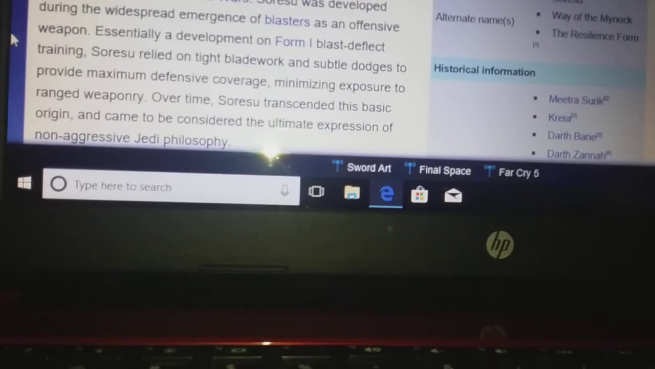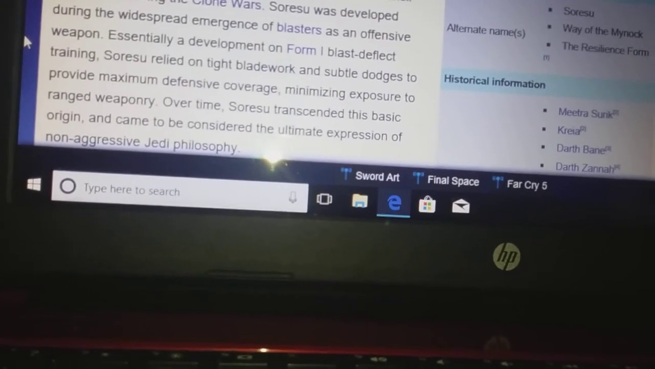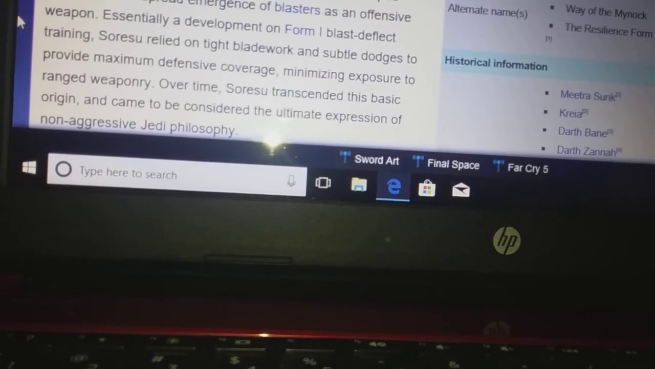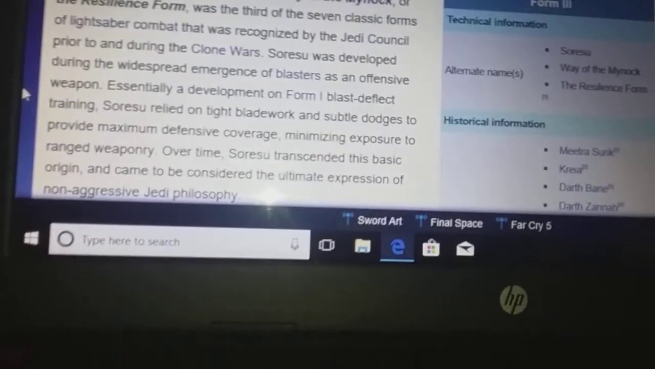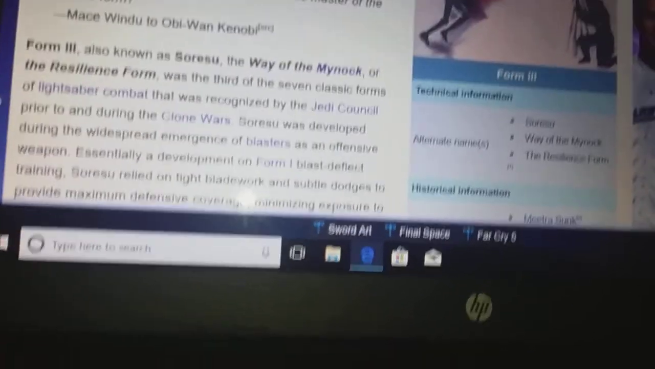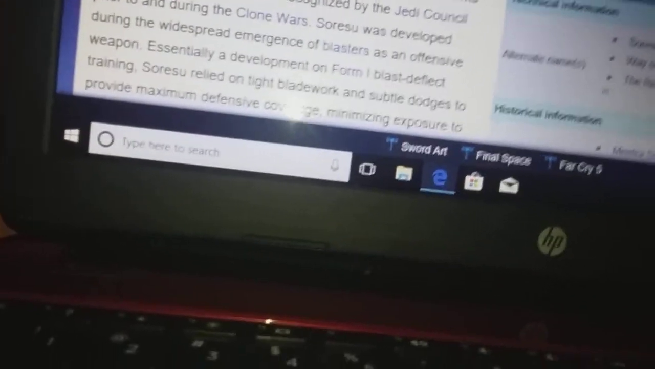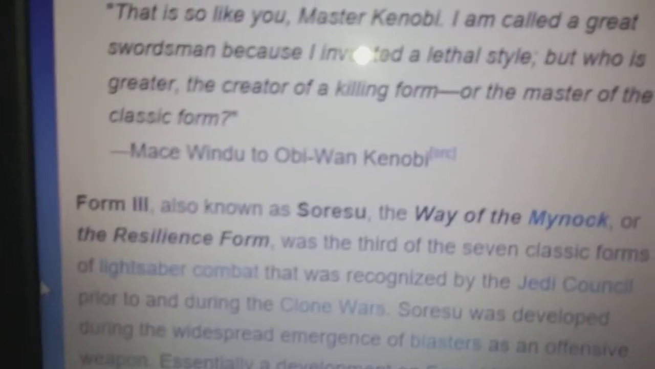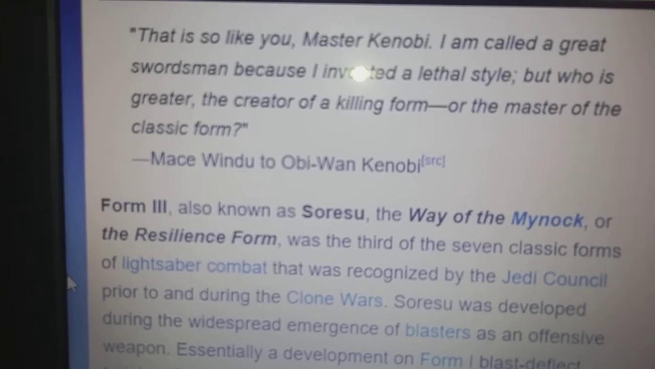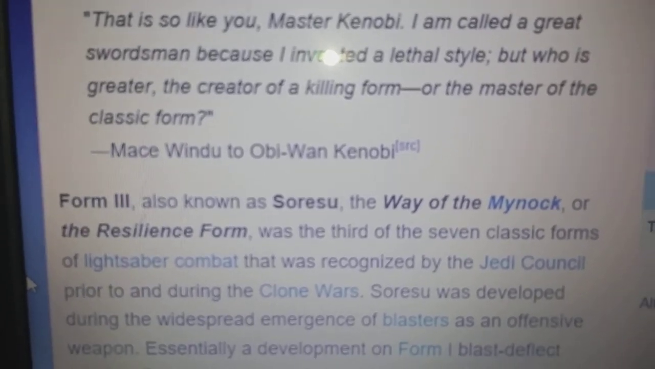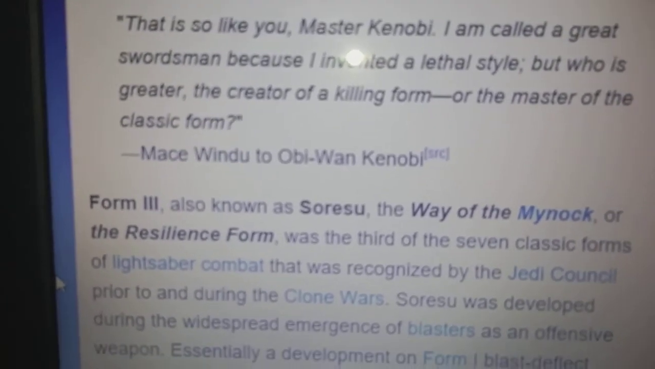So, for years, I thought that Kenobi was a master of Form 6, but according to this, and the Revenge of the Sith novel that I frickin' love, quote, Mace Windu to Obi-Wan Kenobi. That is so like you, Master Kenobi. I am called a great swordsman because I invented a lethal style. But who is greater, the creator of a killing form or the master of a classical form?